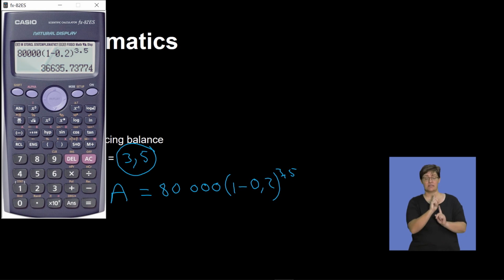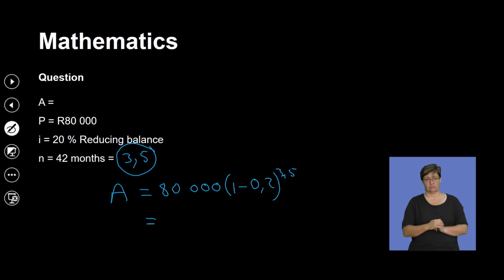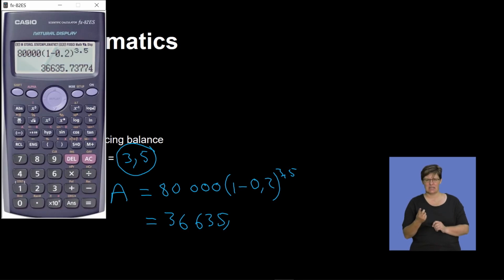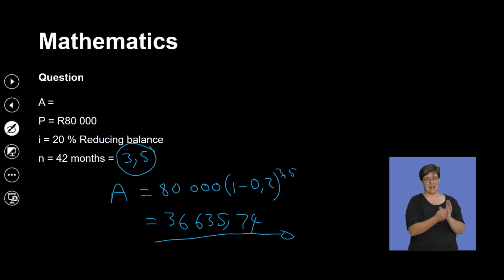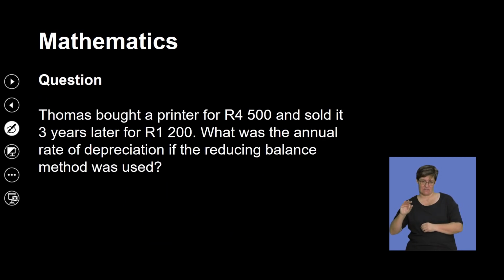And this will give me 36,635, right? And how many cents will this be? 74 cents. So this is how much then the person will sell their equipment for. It might be that this is not really enough, but that will be the money they will get, and then maybe they will need to top it up to get a better equipment at a later stage.